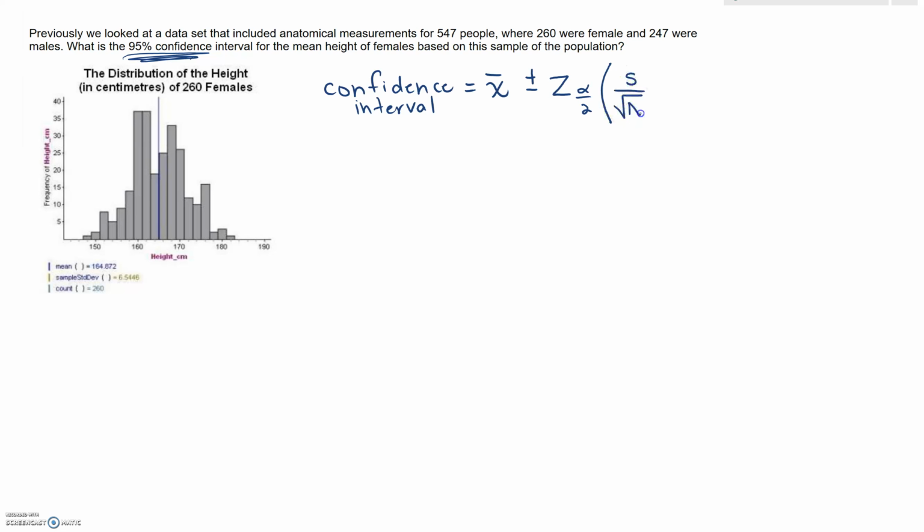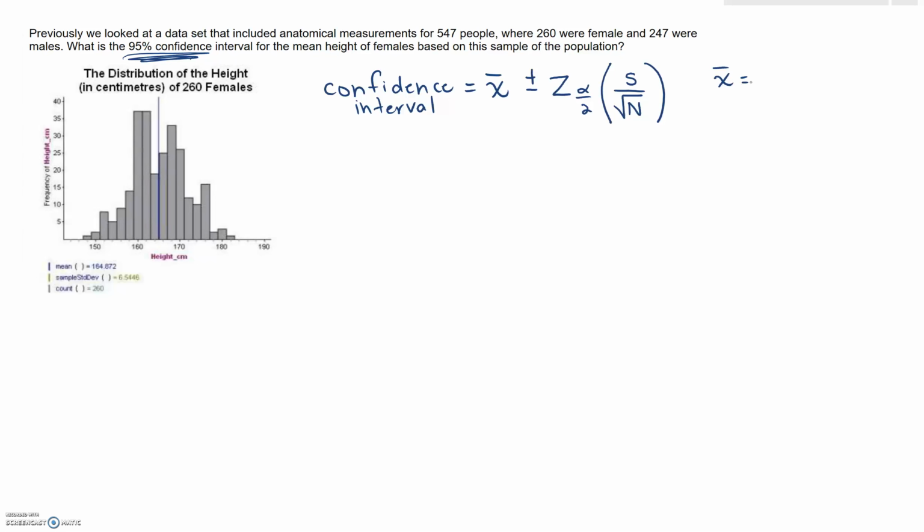Okay. So you don't need to memorize this formula. You can write it down for your test. This definitely does not have to be memorized. Okay, so based on this formula, if we're looking for the confidence interval, we need some bits of information. First of all, we need x bar. What's x bar?